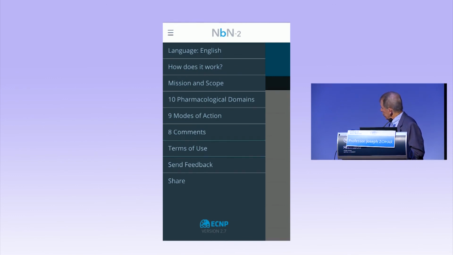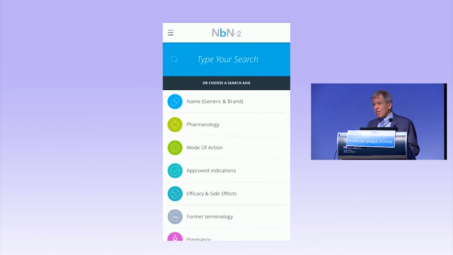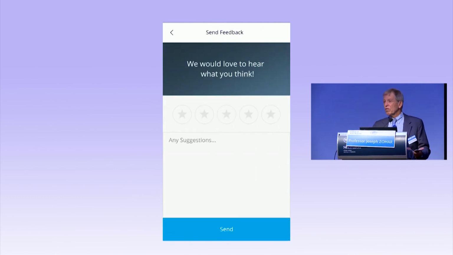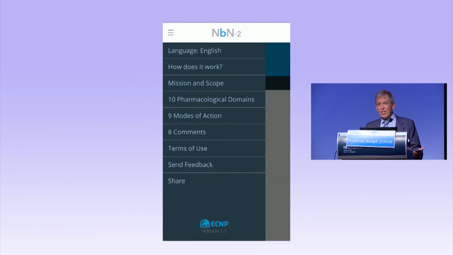But what is very important for us is this part, send feedback. We know that we don't have the perfect product, and we'd like to get feedback from all of you in order to improve it and to make it more useful.